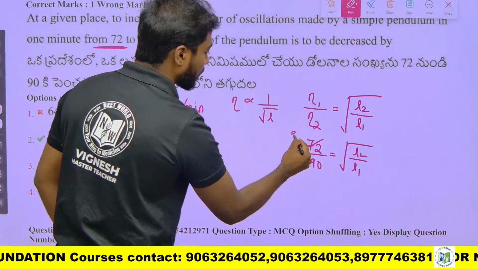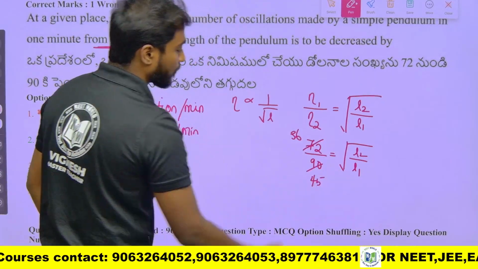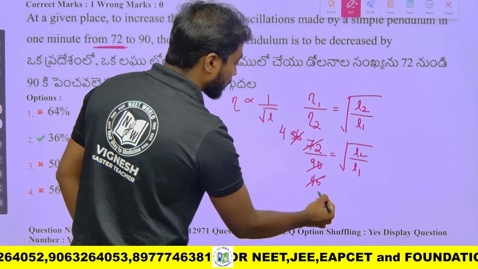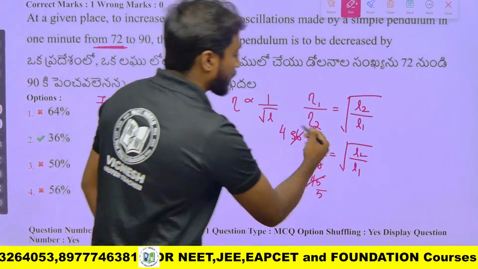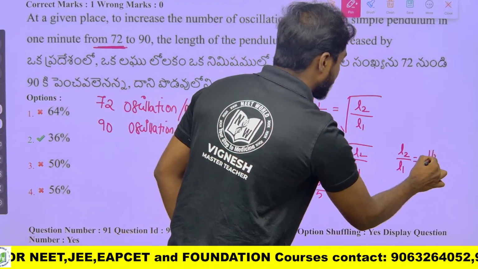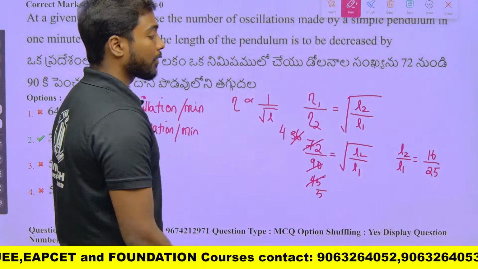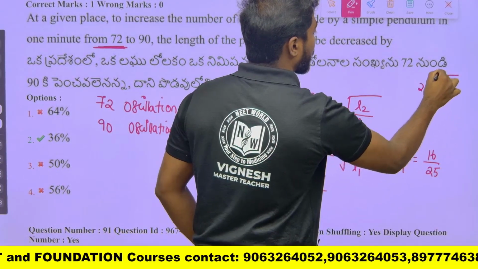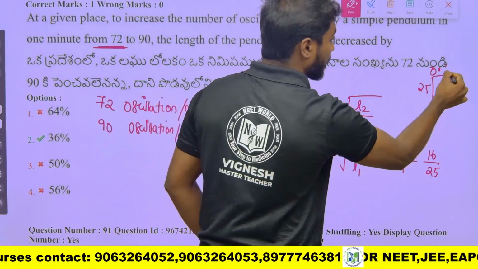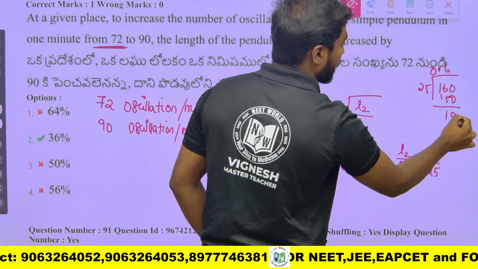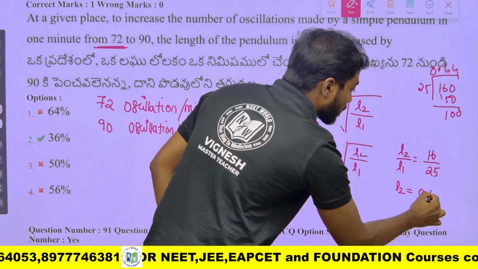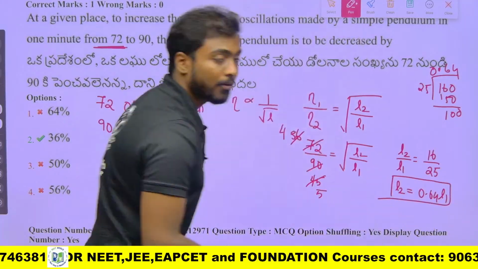And this one, if you see, this is 36 and this is 45, 2 times, and then again 9 table, this is 4 and this is 5. So if I take this root and square this one, L2 by L1 is equal to 16 by 25. This is what I'll get. So 16 by 25 is 0.64, right? So L2 is equal to 0.64 L1. This is the relation I am getting for L1 and L2.